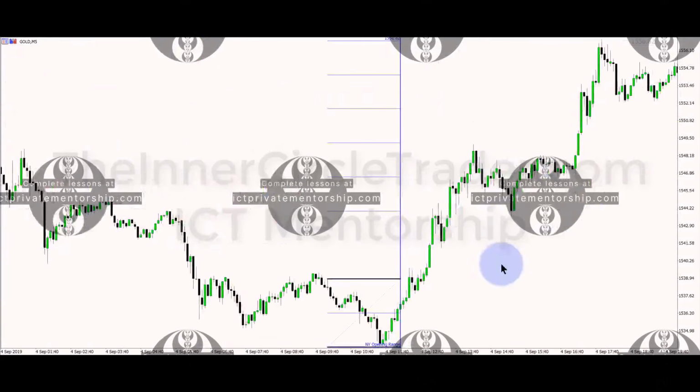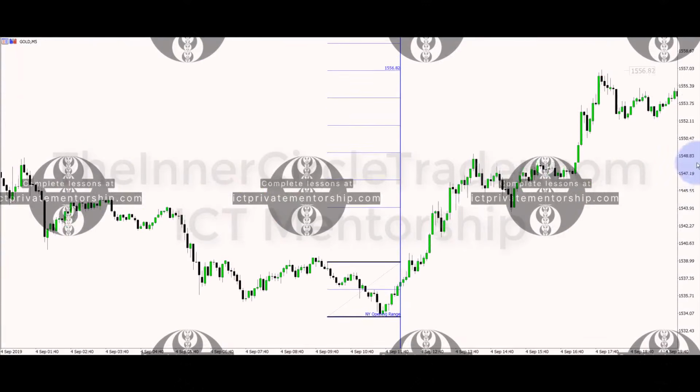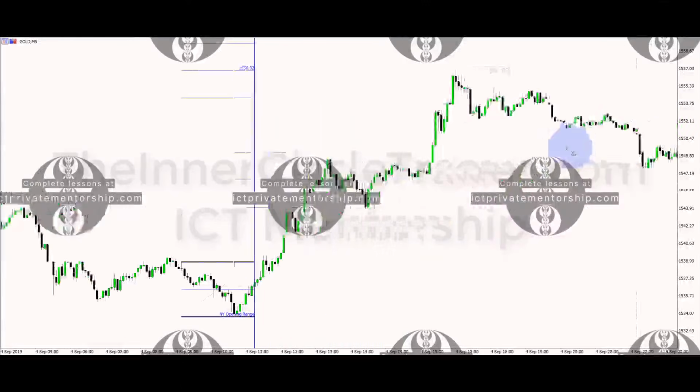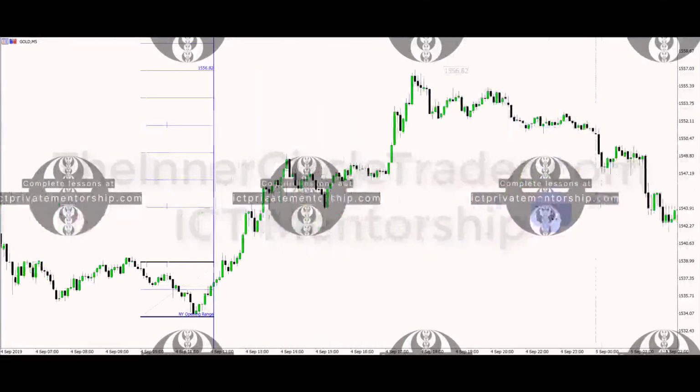And today, or the 4th of September, we have the opening range here, and projected high is 1556.82, and the high came in at 1556.92. And we have not made a higher high, and then now we're trading in a new day.